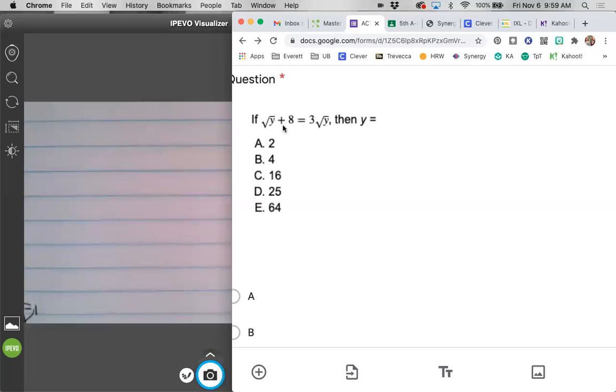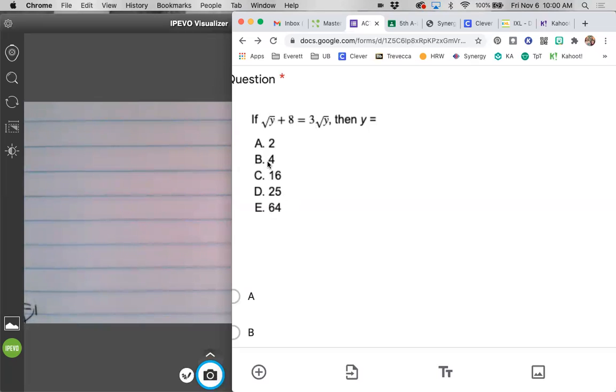Personally, I'm going to start with some numbers that are already perfect squares. Also, since these go in order, I'm going to start with C, just kind of see how it works out. So square root of 16 is 4. 4 plus 8 is 12. Square root of 16 is 4. 4 times 3 is 12. And conveniently, that's the one that we need to pick. So C, 16.